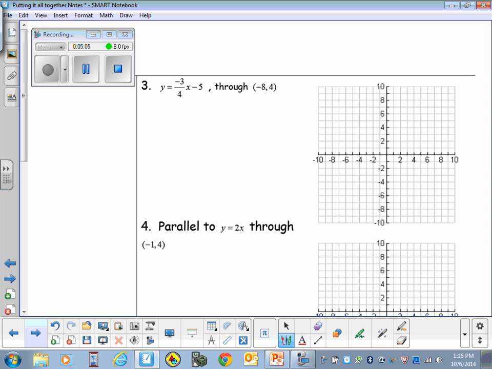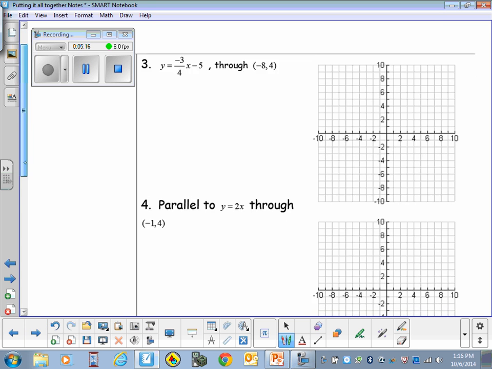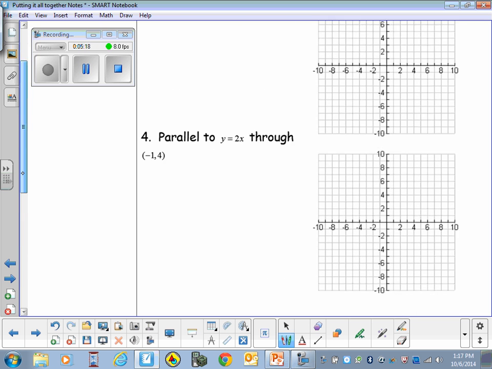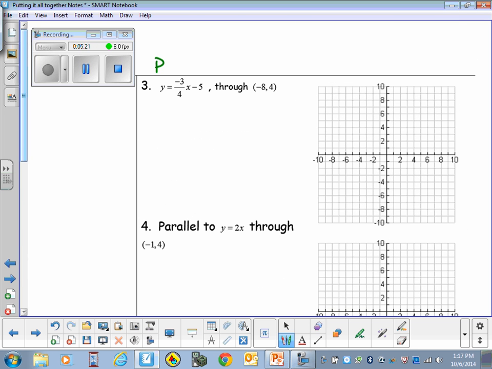In our next example, we're given slope-intercept form, and we're asked to write this one. Let's see, the next one's parallel, the next one's perpendicular. Let's do parallel. Okay, in order to be parallel, I need the same slope, so my slope will be negative 3/4. My x will be negative 8, and my y will be 4. So y minus 4 equals negative 3/4 times parentheses x plus 8.